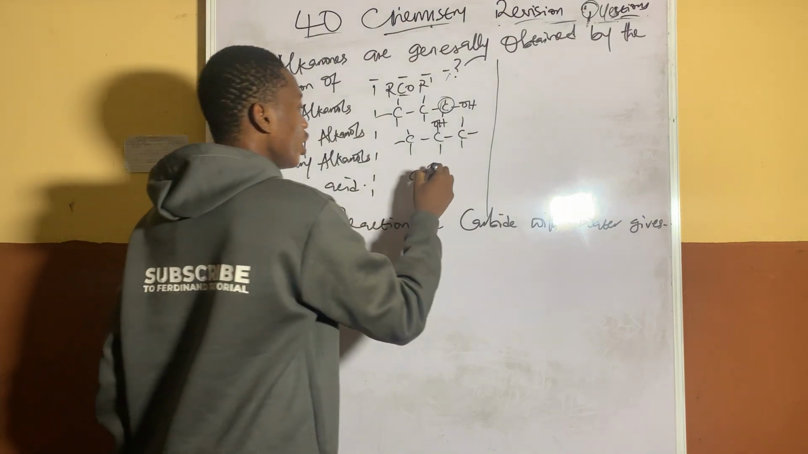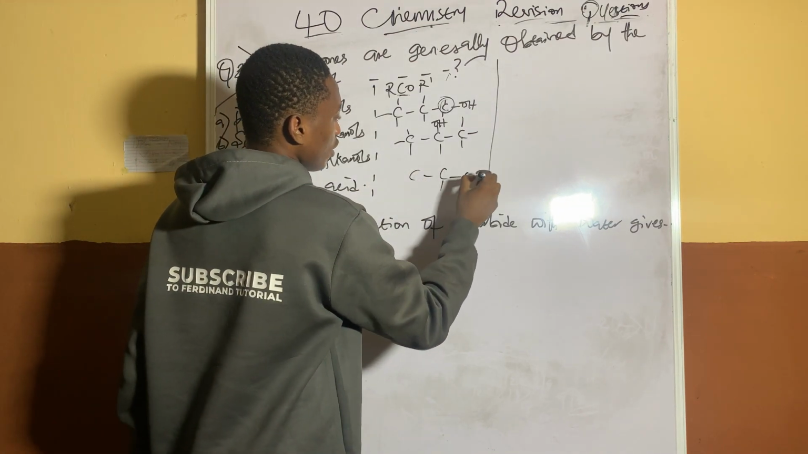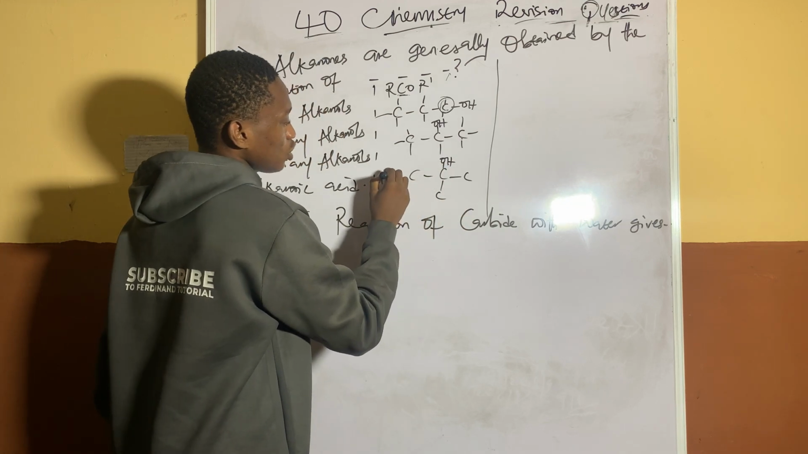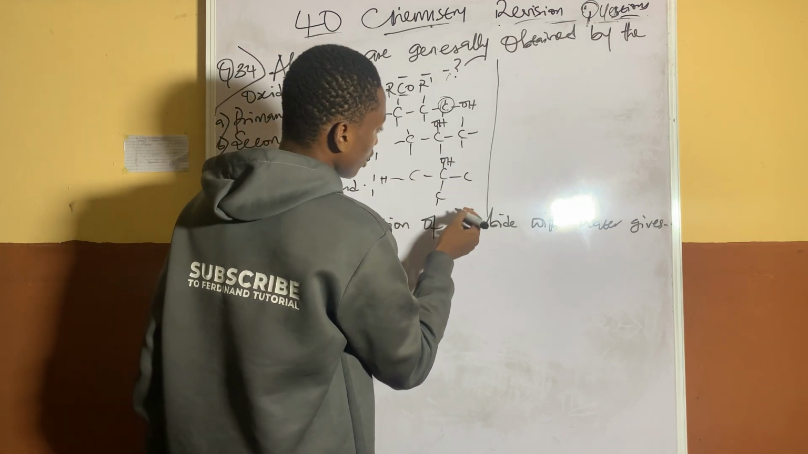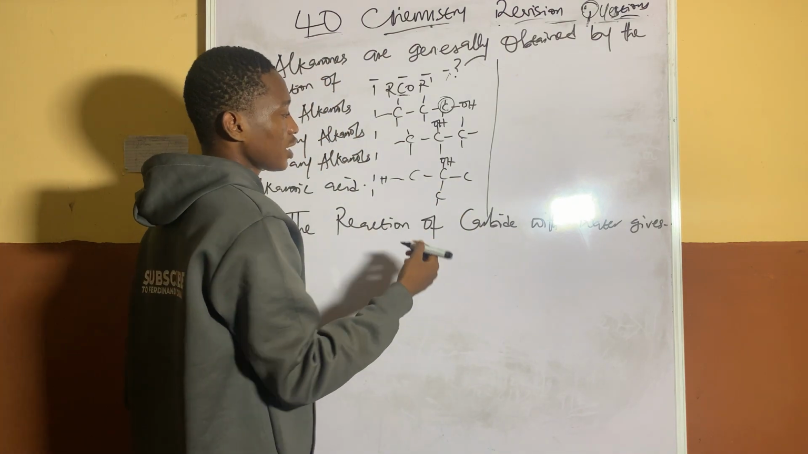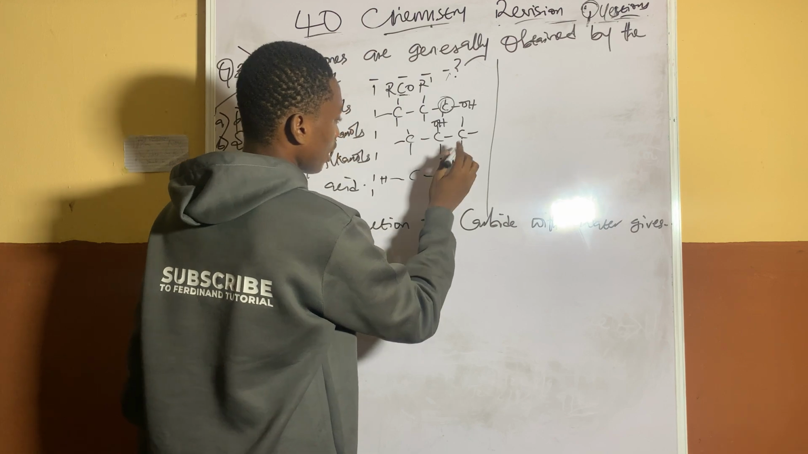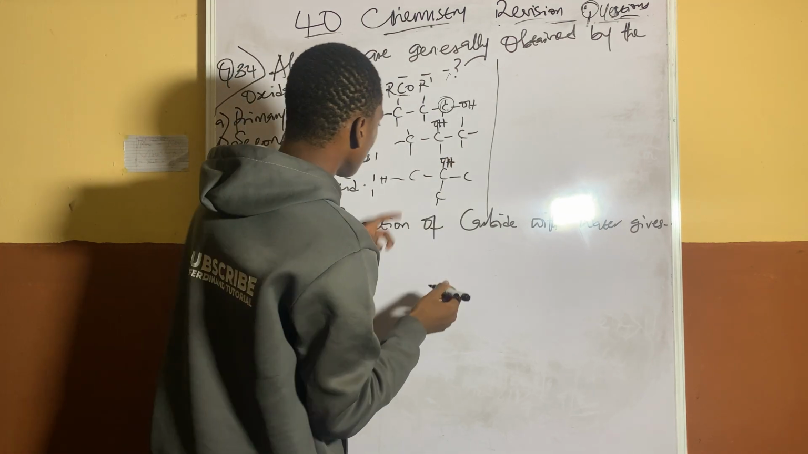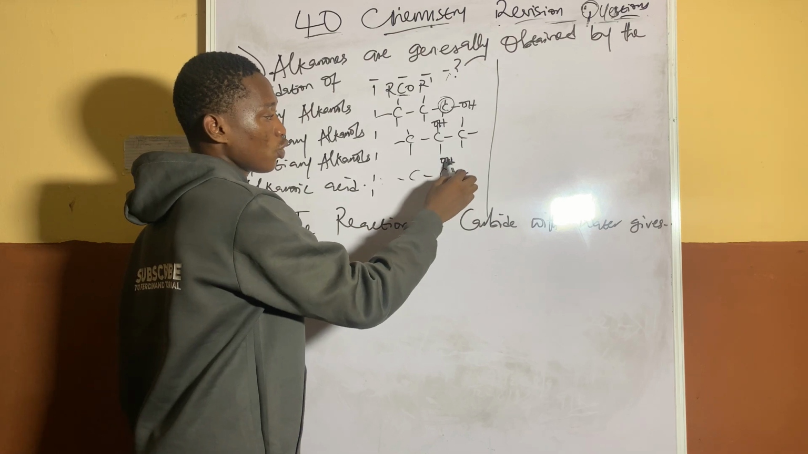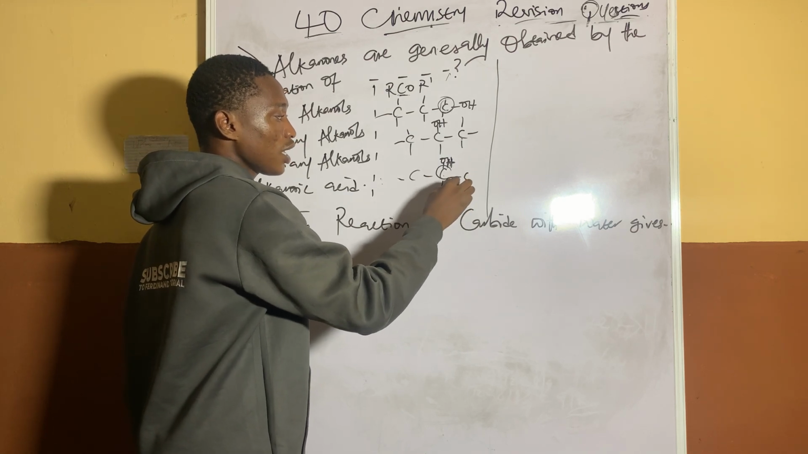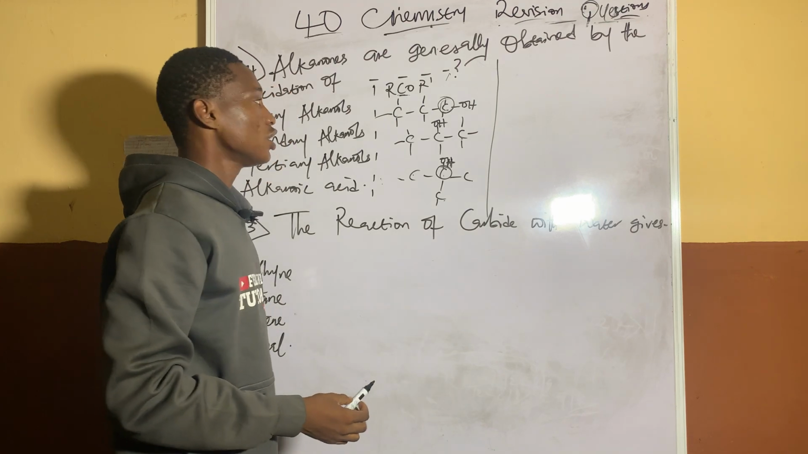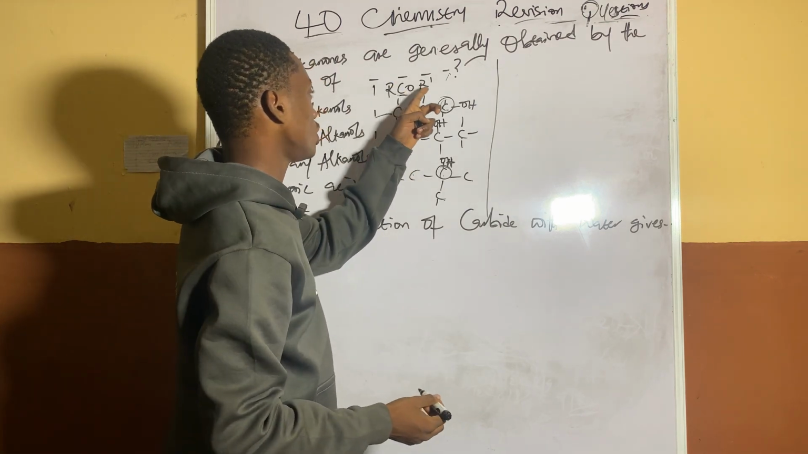Tertiary alcohols have the OH group attached to what? Attached to three other carbon atoms. That's an example of a tertiary carbon atom. So in this scenario, this is a tertiary alcohol. Why is it a tertiary alcohol? It's a tertiary alcohol because the OH is attached to a carbon atom that has three carbon atoms surrounding it. Did you understand? So if we come here, we say ketone is RCOR prime.